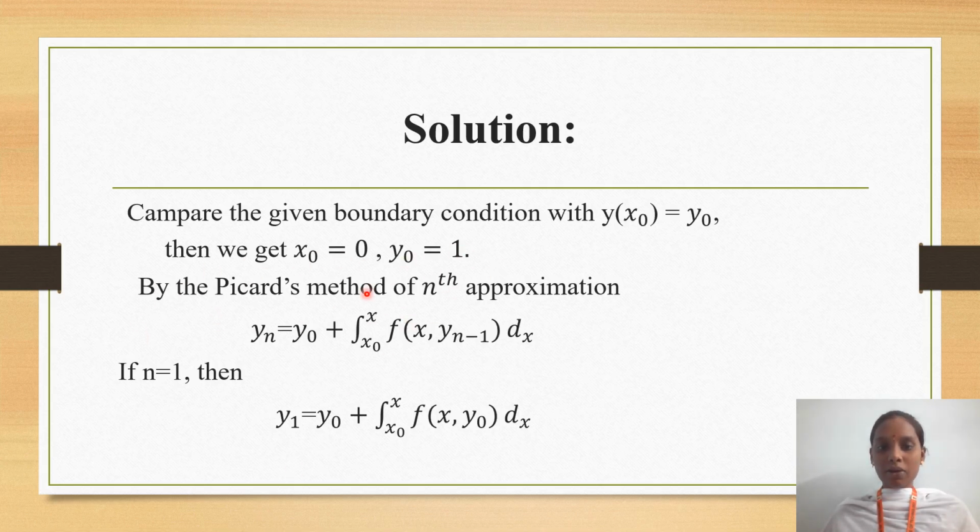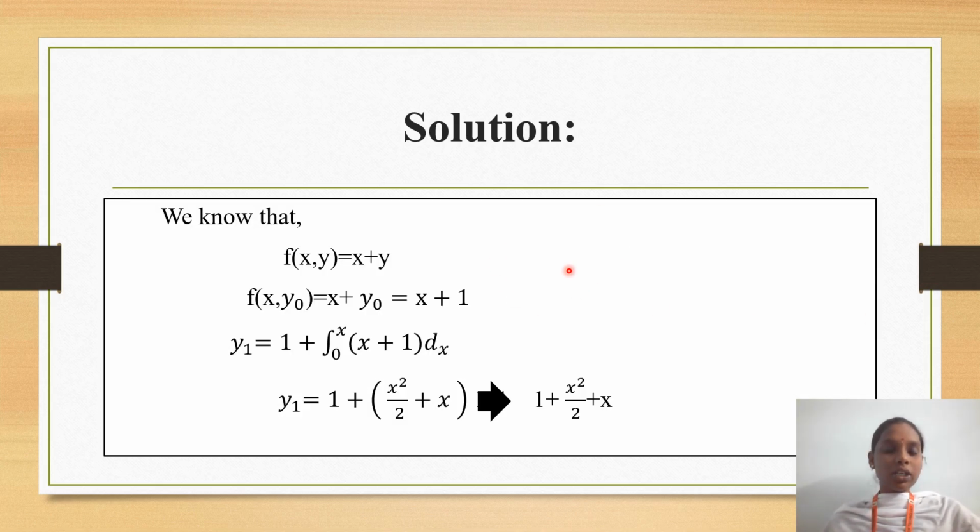By using Picard's method, we already know the formula. If n is equal to 1, then what is the formula? Here we substitute the value 1 in place of n. So y1 is equal to y naught plus the integral from x naught to x of f of x comma y naught, since n minus 1 is 1 minus 1 is 0.